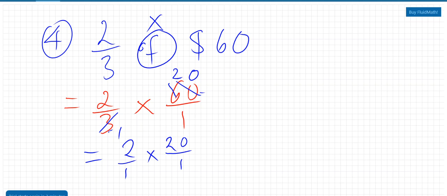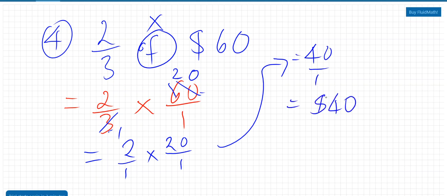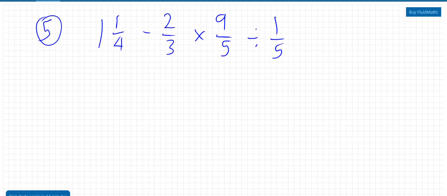And then multiply across. So 2 times 20 is 40 over 1. So my final answer is $40. Put the dollar sign in your final answer. So 2/3 of $60 is $40.